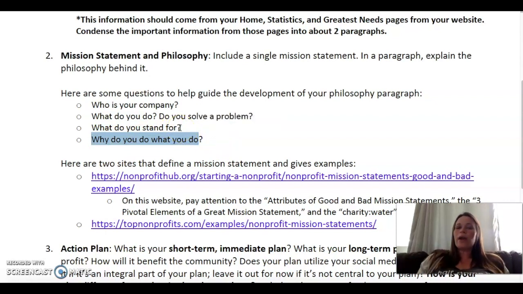Why are you doing this? Why do you care? And again, your answer should not be simply because my teacher is assigning me to do this, right? Have a good reason for why you do what you do.